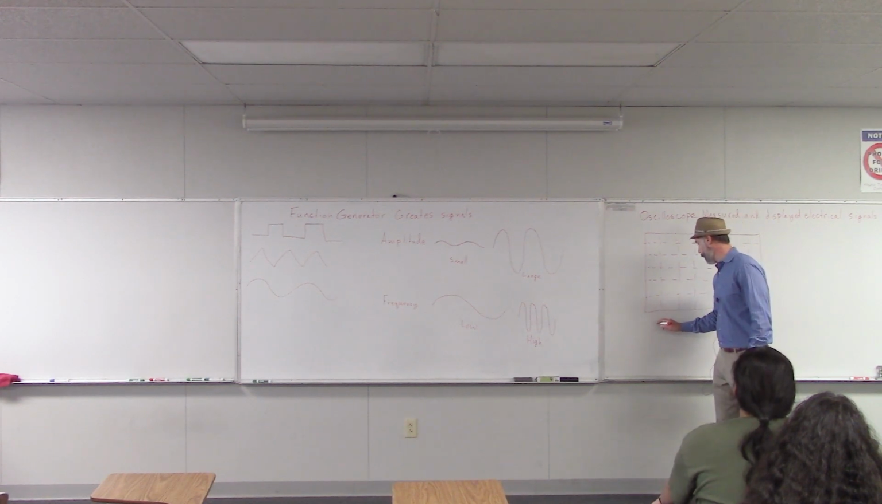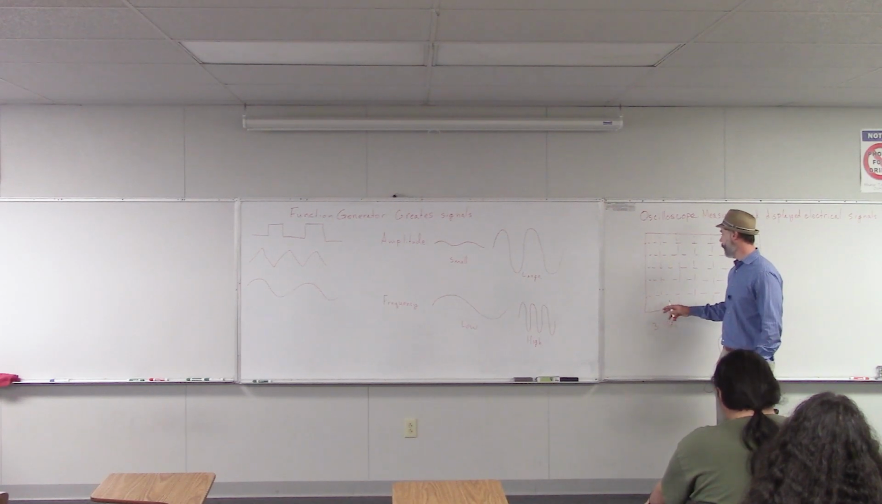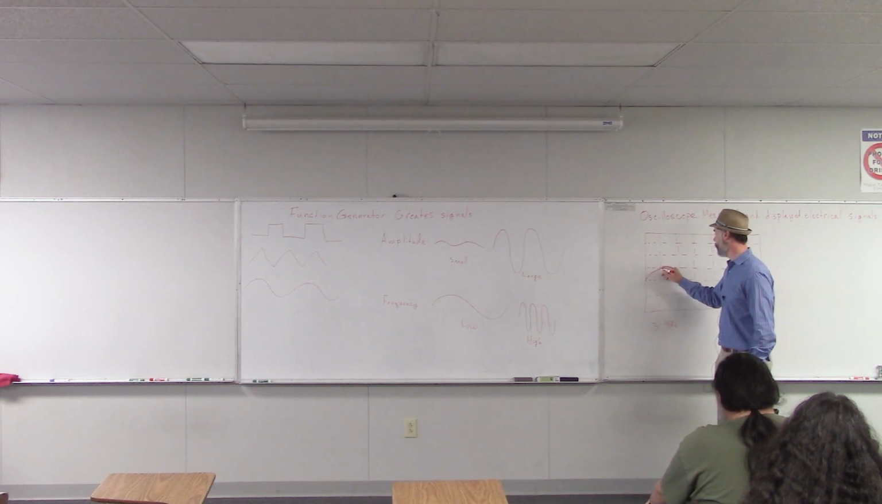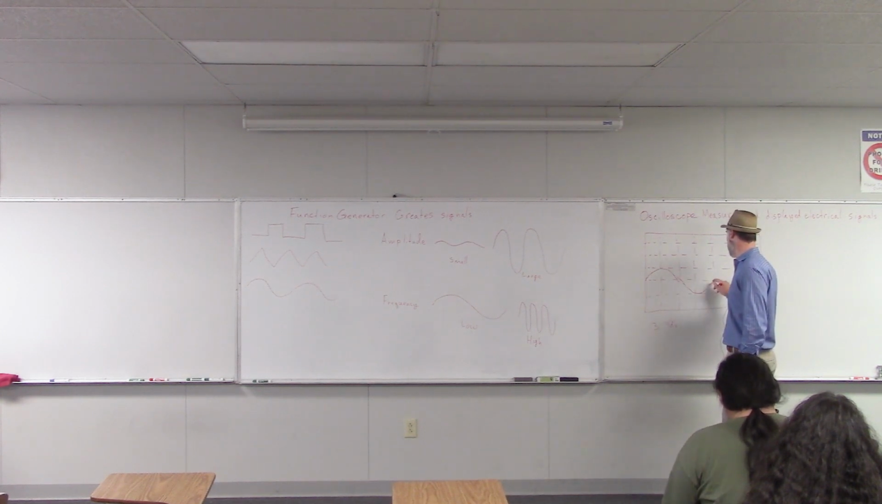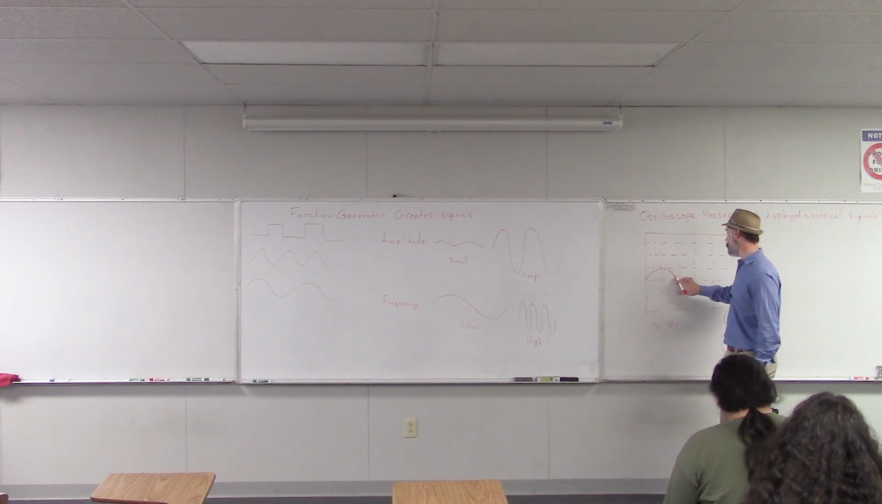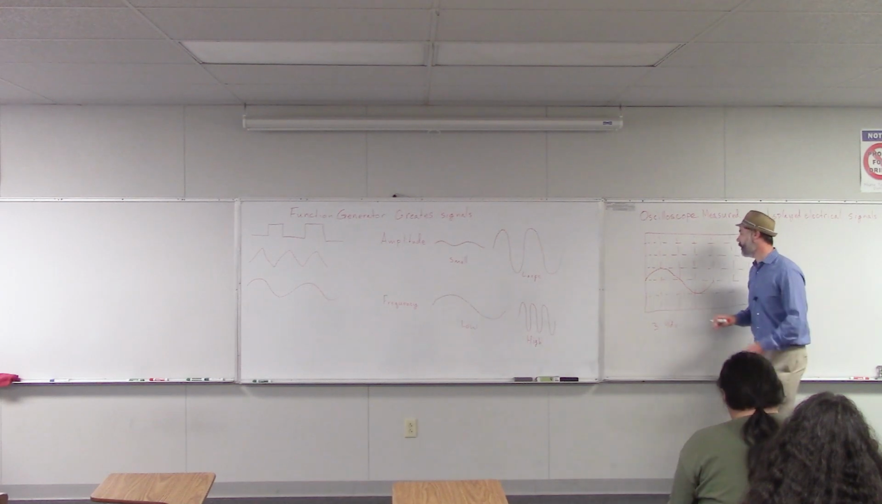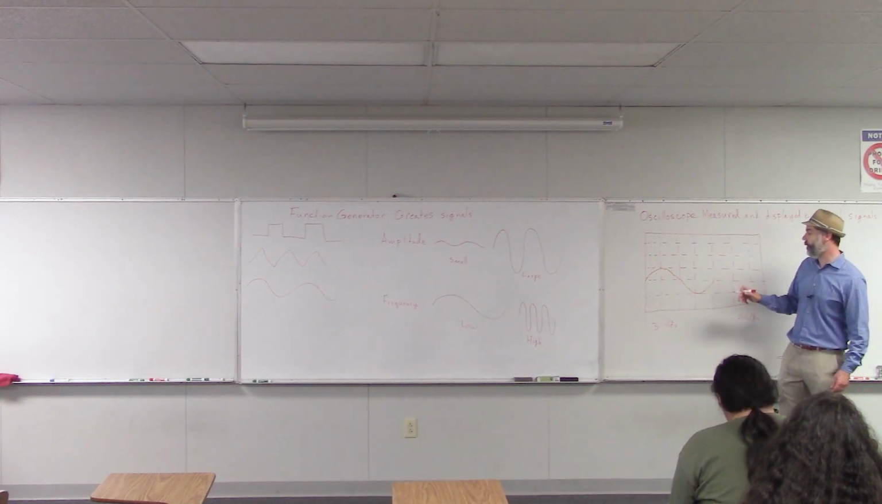So let's say that there were 3 volts per division, and we had a signal that was something like this. What would be the peak-to-peak voltage for this signal?